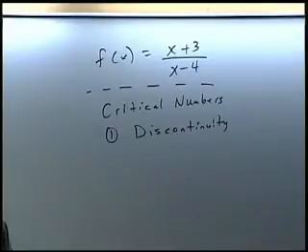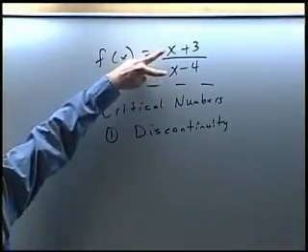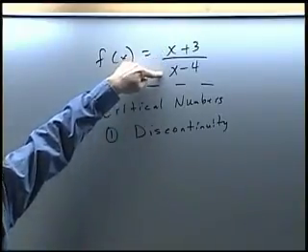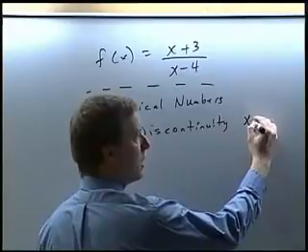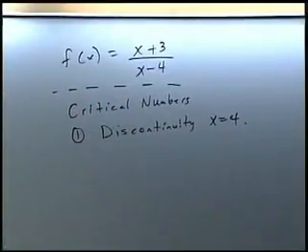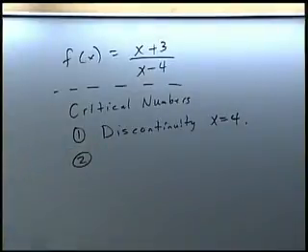Yes. Where is it at? What's the one number we cannot sub into this equation? 4. We cannot sub in 4 because that will give us division by 0. So we have one critical number already at x equals 4. All right. Second place we can get critical numbers.